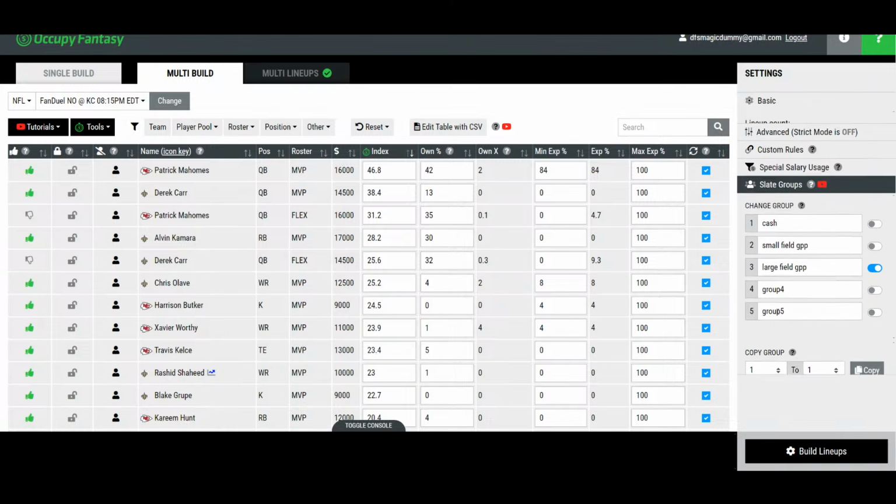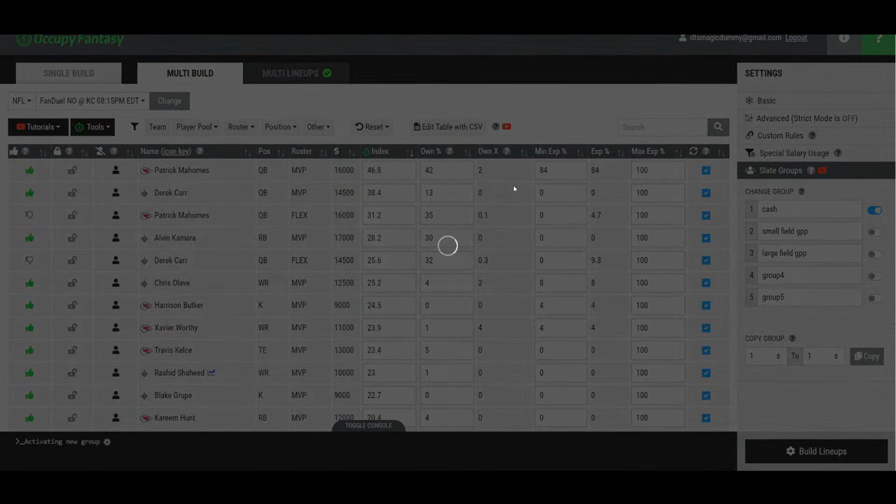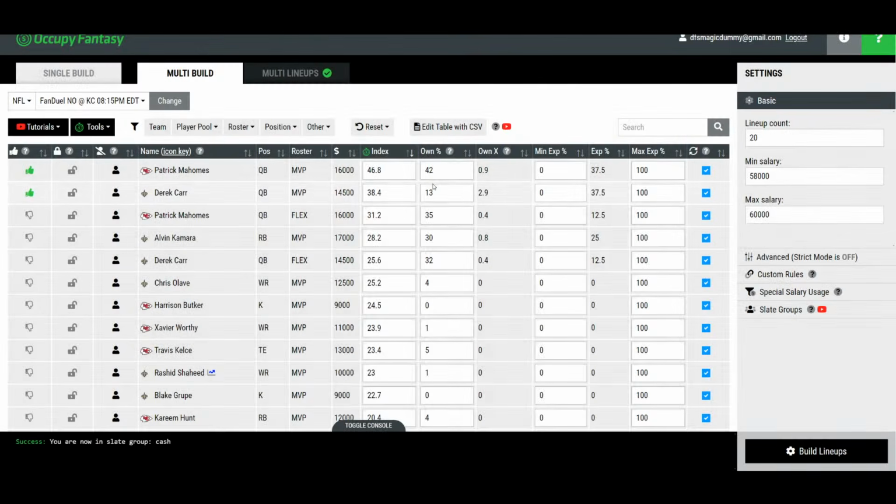All right. Slate Groups. Oh yeah, I do have a cash one set up. Wow, look at me being prepared. All right. So what I did for cash, I just like the two quarterback MVPs as Bismo suggested in the daily plug as our general. Let me see. Let's go back. Let's just see exactly what it says.